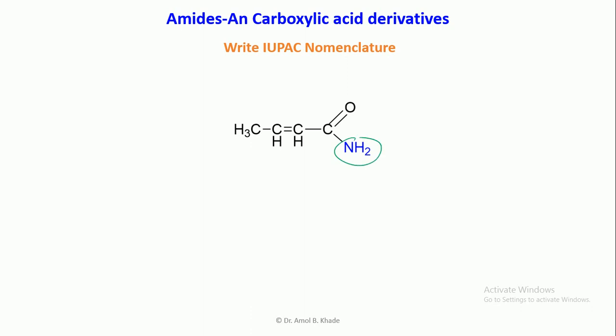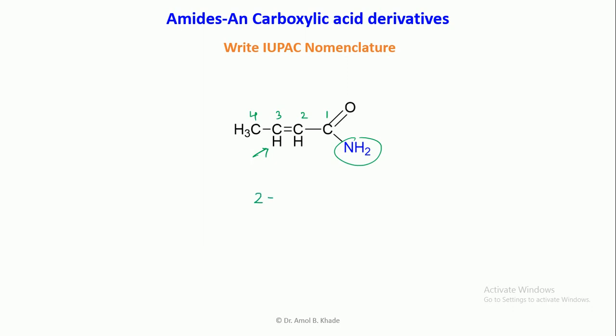There are two functionalities, one is amide and there is an alkene here, a carbon carbon double bond. The amide functionality will get priority. So this will be number 1, 2, 3 and 4, so it is a butane. At carbon 2 the double bond is starting. So can you write the name of this compound?